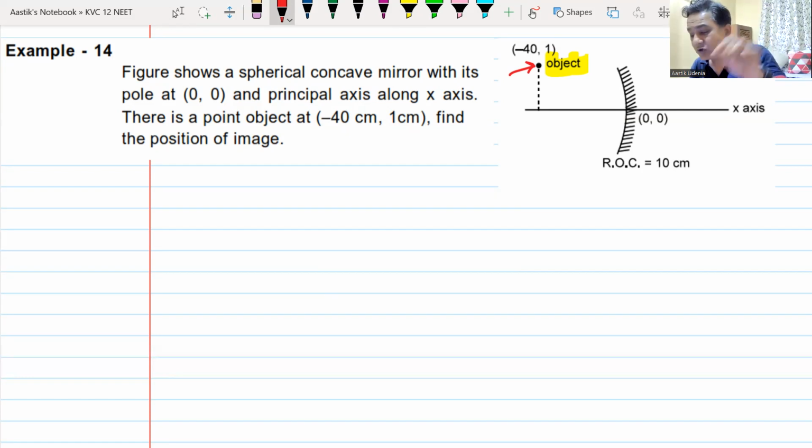Figure shows a spherical concave mirror with the pole. This is the pole here, P, at the point 0, 0. So that is your origin, my dear friends. Along x-axis, the principal axis is along x-axis. The point object is placed at minus 40, so it is on the left hand side of the pole. 1 centimeter, so it is not on the principal axis, it is 1 centimeter above the principal axis. Find the position of the image.